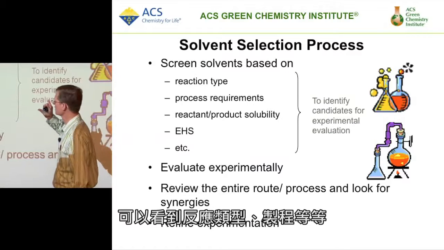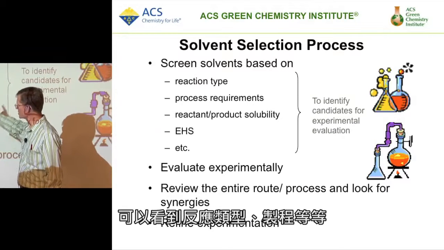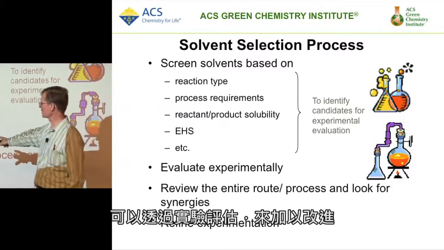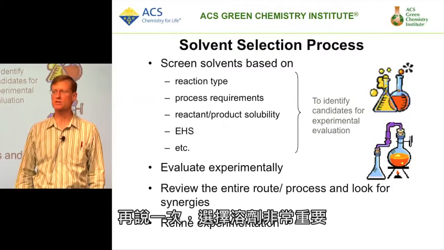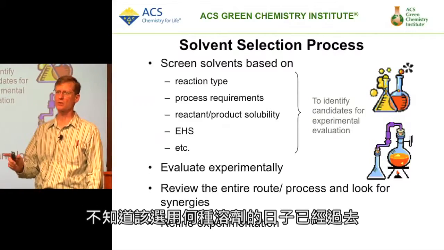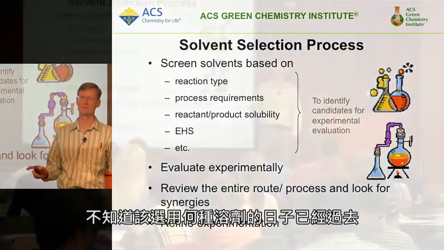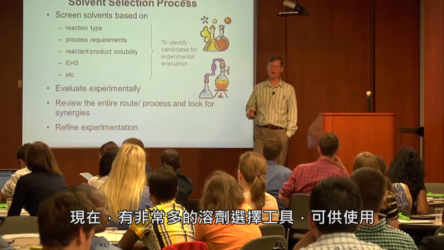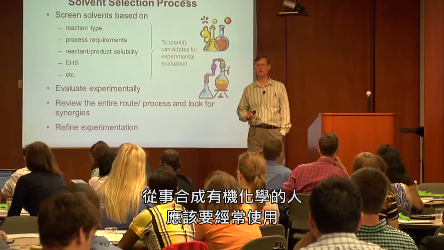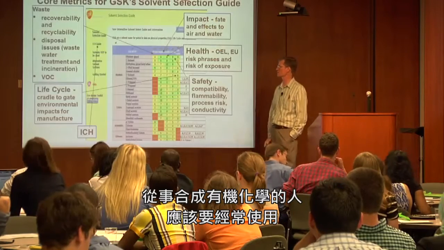You can look at reaction types and process, and so on and so forth. You can evaluate it experimentally. You need to refine it. Again, solvent choice is extremely important, and the days of saying we don't know which solvent to use are over. There are so many tools nowadays around solvent selection that you all have access to and you should all be using on a regular basis if you're doing synthetic organic chemistry.